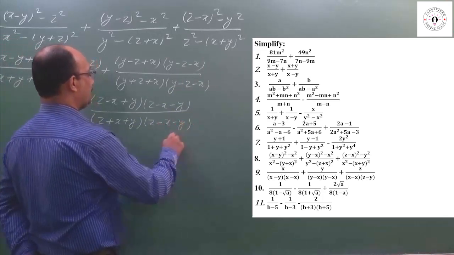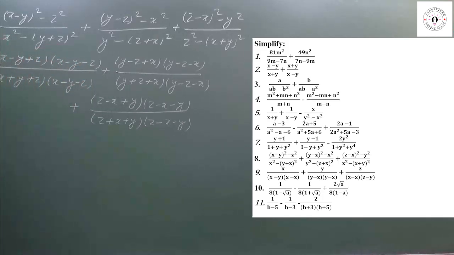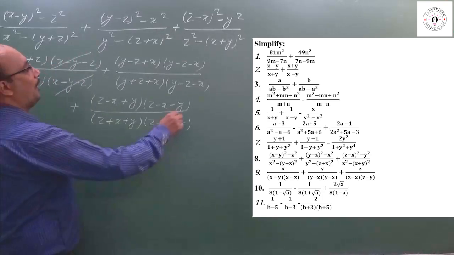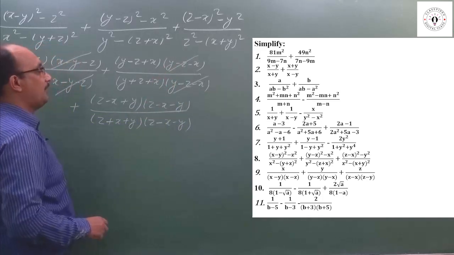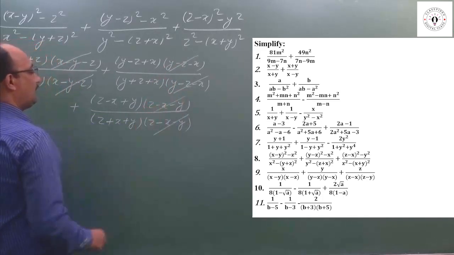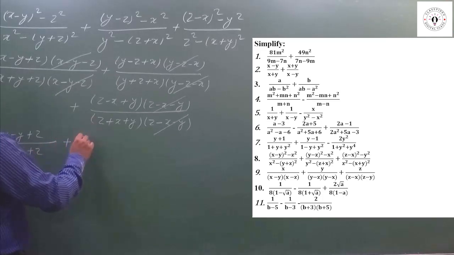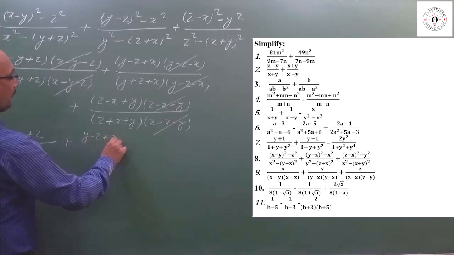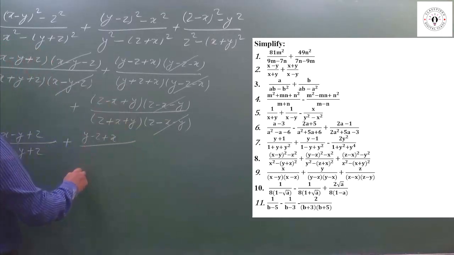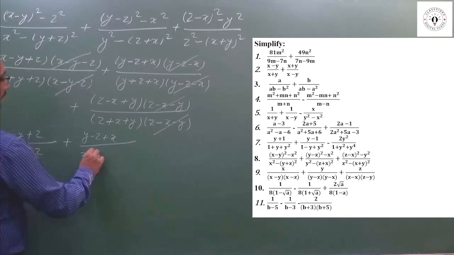x minus y. In each fraction, one factor will be cancelled. What will be cancelled here? x minus y minus z, x minus y minus z. Here, y minus z minus x, y minus z minus x. Here, z minus x minus y, z minus x minus y. Now, what is left? x minus y plus z, denominator as it is, x plus y plus z, plus y minus z plus x, arrange it, x plus y plus z.